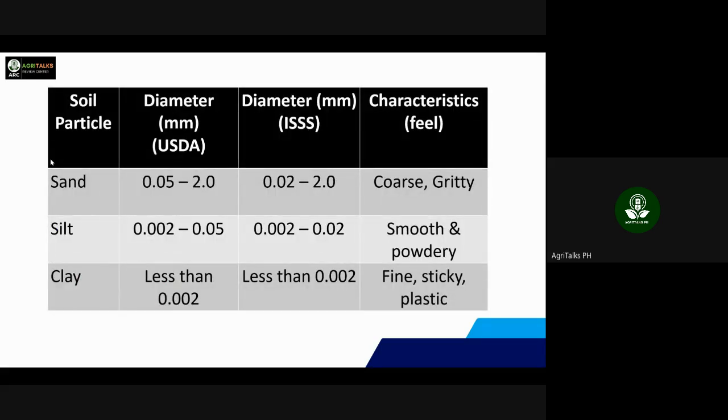So makikita po natin dito sa table na ito that clay is less than 0.002, the same as USDA and ISSS. By the way, dalawa po yung ating classification ng size range, USDA at ISSS. Yung pinakaiba lang nila dito, sa USDA is 0.05, yung lower limit ng sand. Pagdating naman sa ISSS is 0.02. So, pinakaiba is yung 5 at saka 2. Okay?